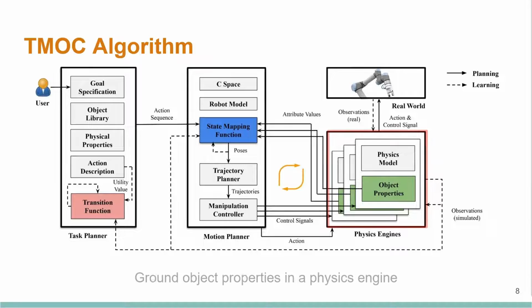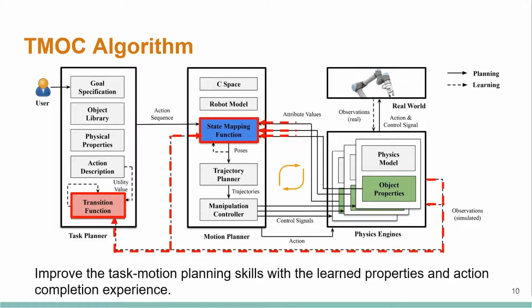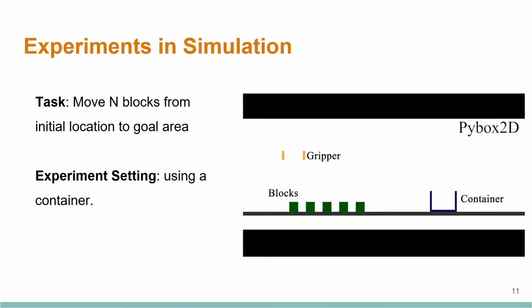To learn these 3 components, our TMOC algorithm first grounds object properties in a high-fidelity physics engine. Then, our TMOC robot learns object properties from task completion experience. Our TMOC robot next improves the task motion planning skills with the learned properties and action completion experience. We have evaluated TMOC in both simulation and the real world.